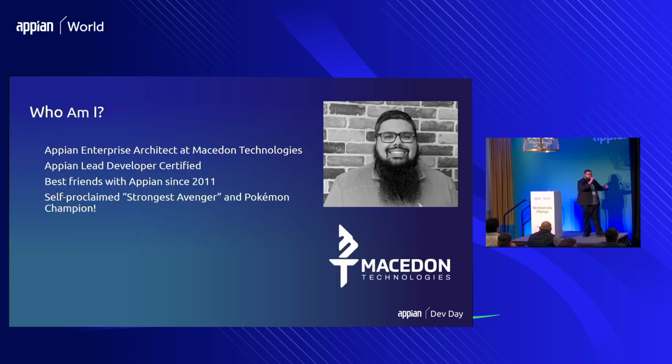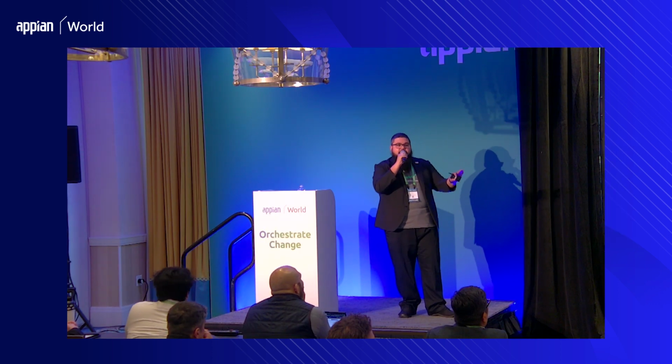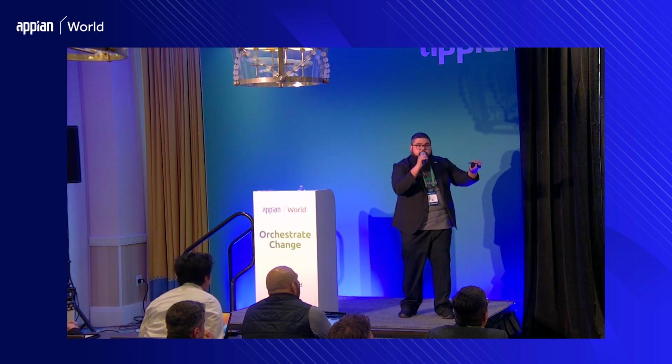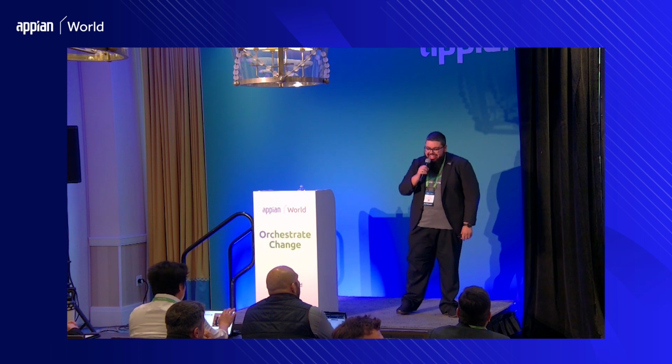But first, who am I? I'm Amit Chauhan. I'm an Appian Enterprise Architect at Mastodon Technologies. I'm a certified lead developer who has been working in the Appian ecosystem since 2011. To put that into perspective, I was around before sites, portals, even records, or tempo was even a thing on the platform. So I've been around for a while.